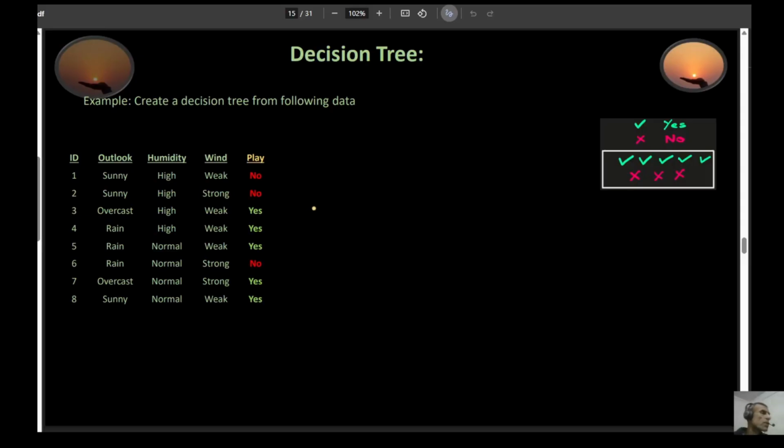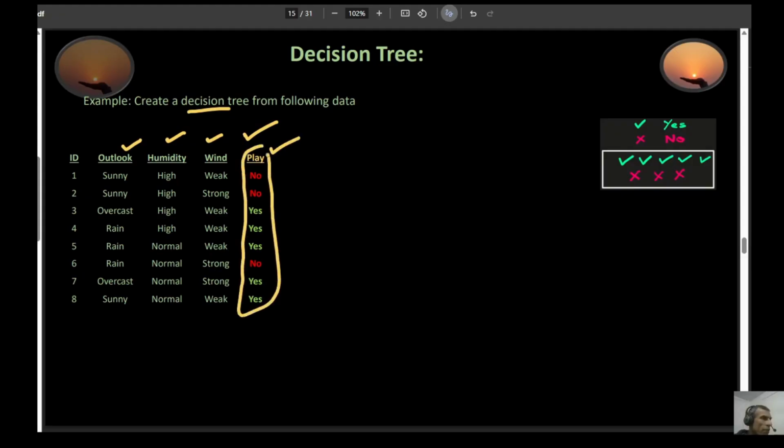Now, since we understand what entropy is, what information gain is, and how you perform a split, let's create a decision tree for this data set right here. This one tells you the 3 features, outlook, humidity, and wind. Based on these 3 features, a person decides whether he goes outside to play or not to play. So this is your label. In other words, this is your response or target variable. This right here is your feature.